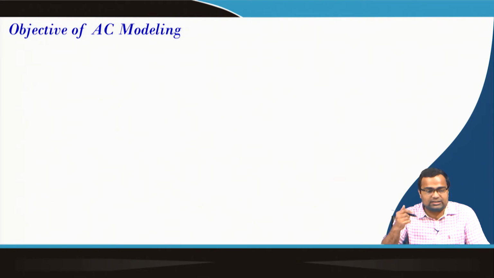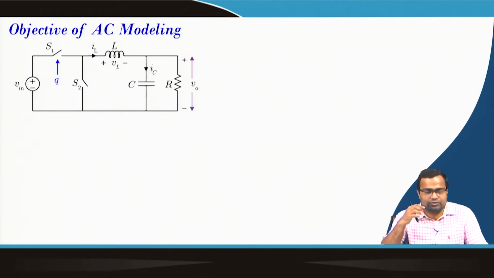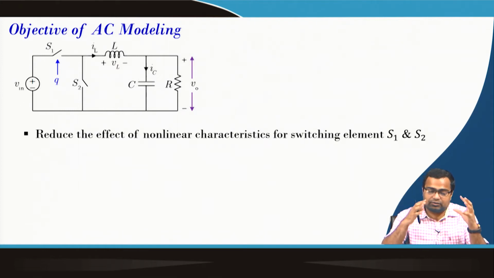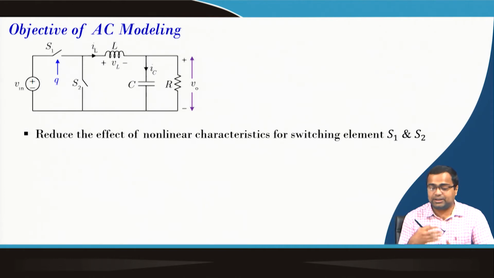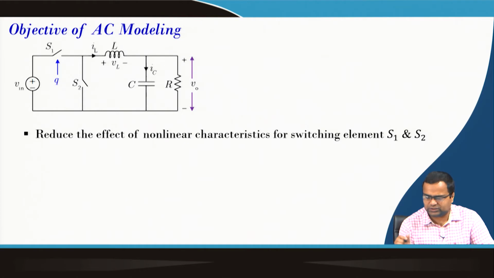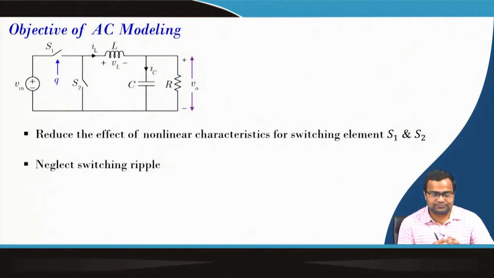So, first we need to understand what is the objective of AC modeling. We are talking about a switching converter. Here I am showing an example of a synchronous buck converter. We have already seen that this converter is operated by a periodic pulse, that means switch signal, gate signal, and the switch is turned on and off in a periodic interval, and there are two switches S1 and S2. It has a nonlinear, on-off characteristic.